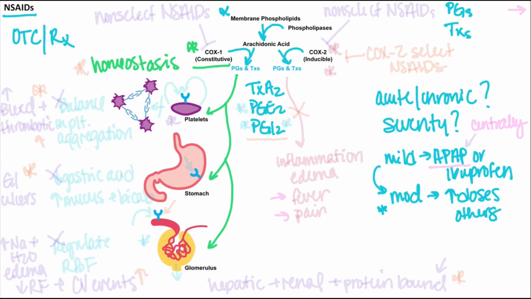For example, thromboxane A2 that's generated by the platelets will bind to its thromboxane A2 receptor to enhance platelet aggregation, and PGI2 or prostacyclin, which is generated by nearby epithelial cells, will actually bind to platelets and inhibit platelet aggregation. So this provides a balance in platelet aggregation.